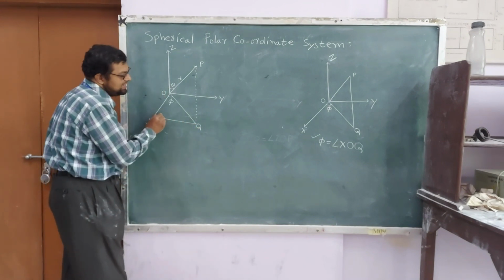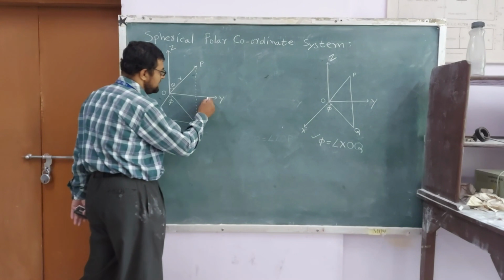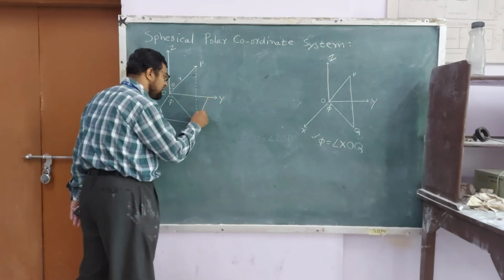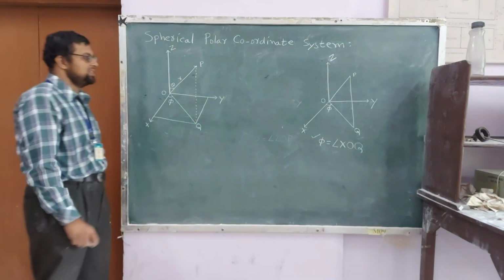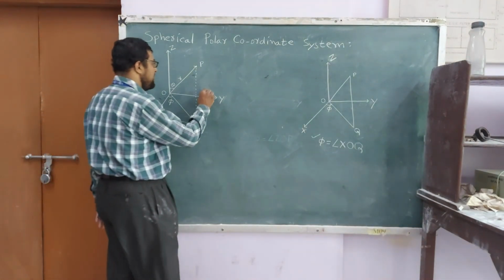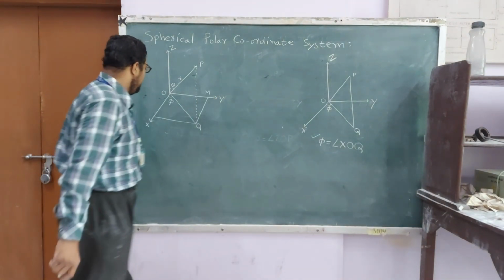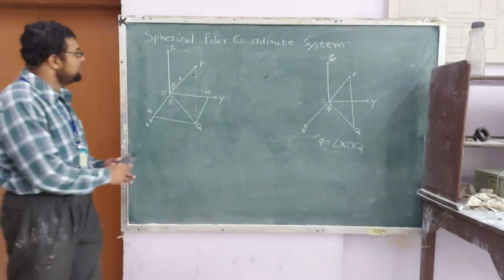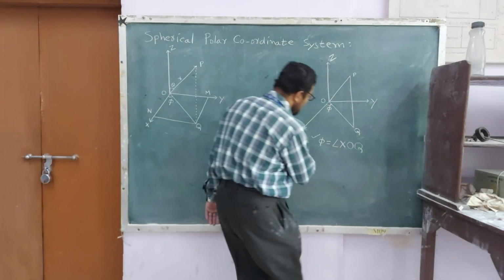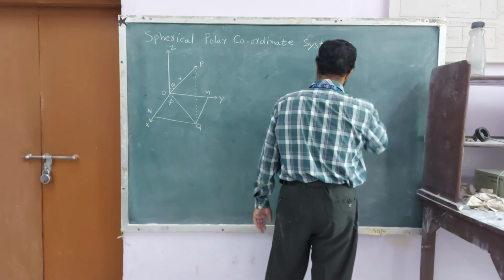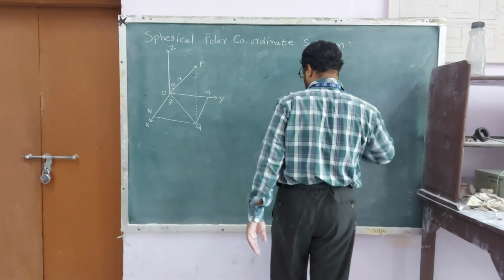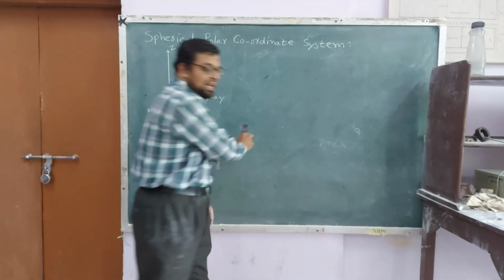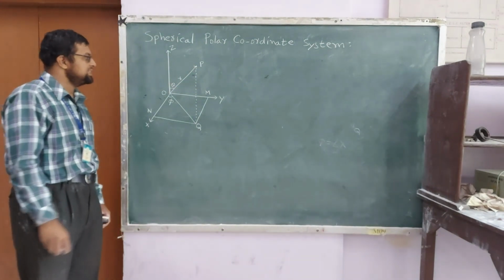So remember, this angle is 90 degrees. Of course, it doesn't look like 90, but it is 90 degrees because we have to consider that in a three-dimensional case. So I will call this point capital M, and I will call this point capital N. Okay. Now we shall consider what will be the transformation equations between Cartesian and spherical polar coordinate system.